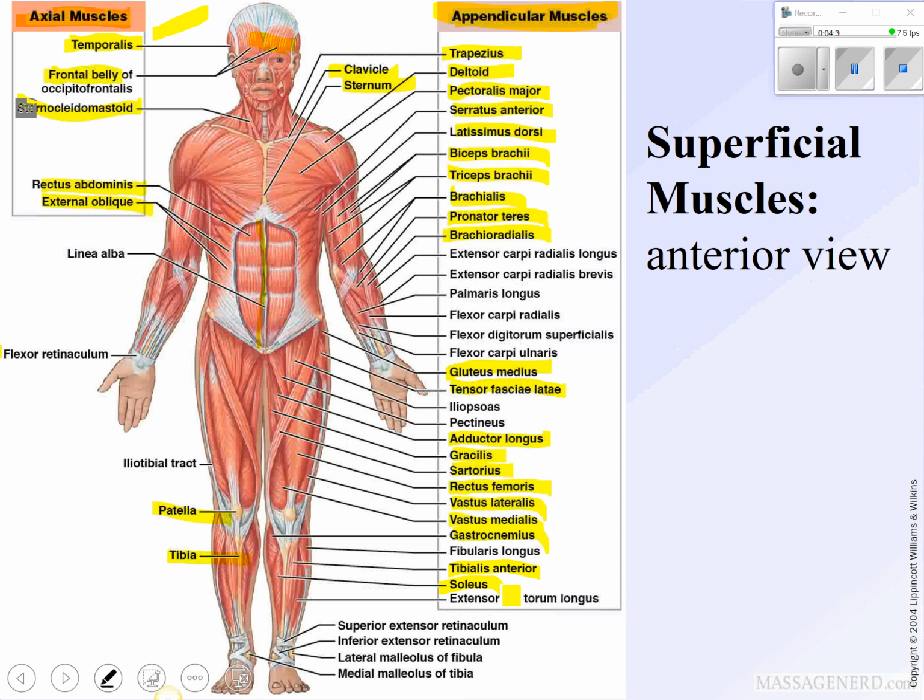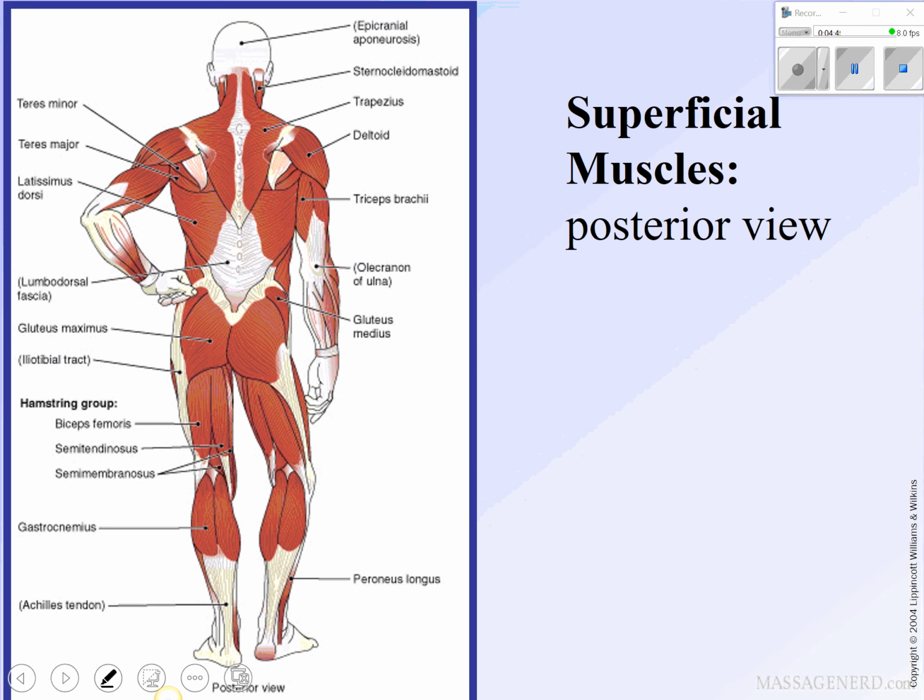The ones I did not highlight, you do not need to know for the test, but for your quiz, they may have those on there, but your quiz is open notes, open book. Okay, so this is the posterior side. You do need to know the epicranial aponeurosis. That's the aponeurosis on the skull that connects the occipital belly to the frontal belly.